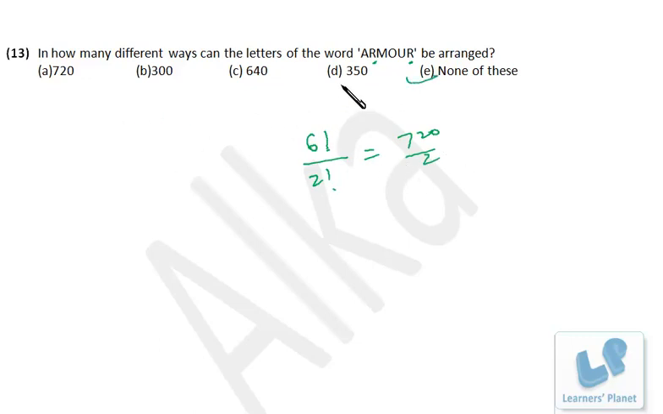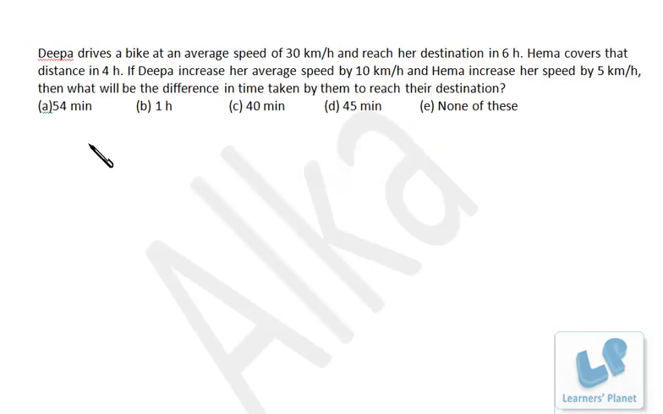You must be clear about the basics of permutation and combination, right? Hardly a matter of 20 seconds. Now, a problem based on time, speed and distance.